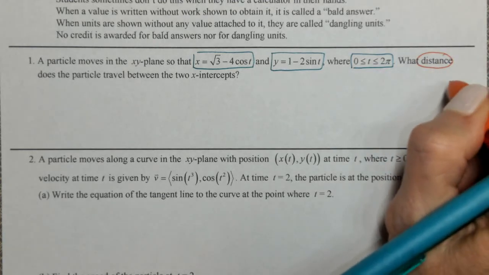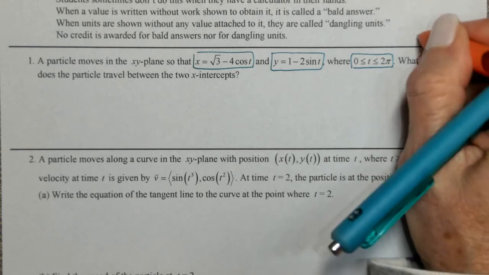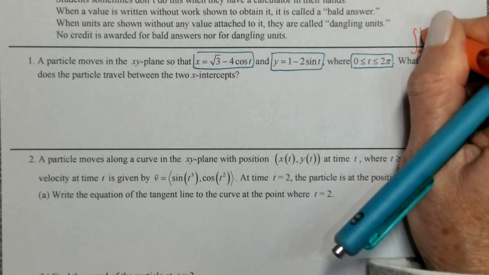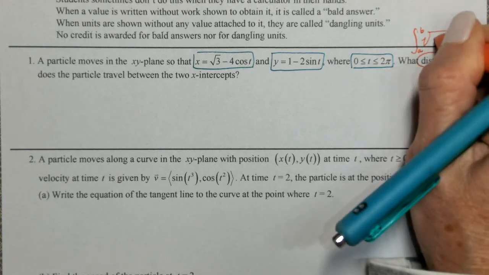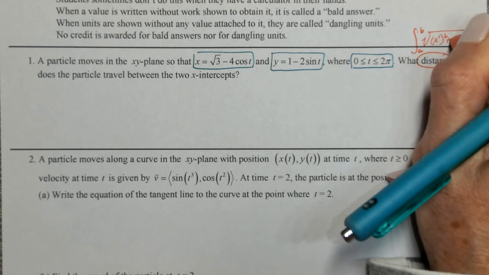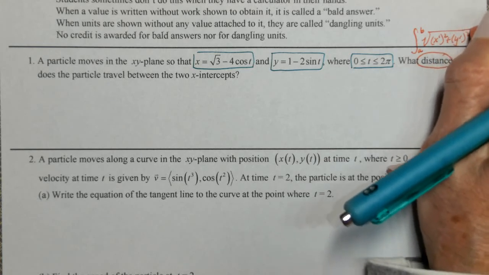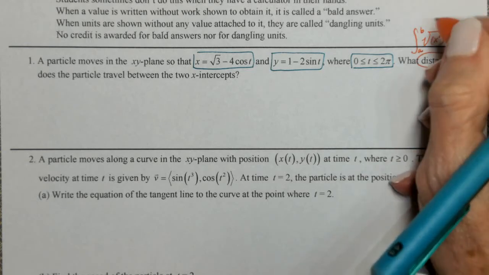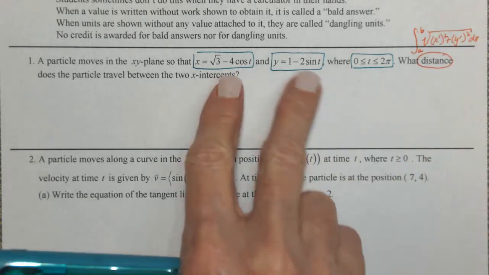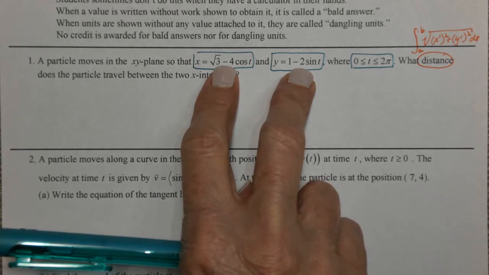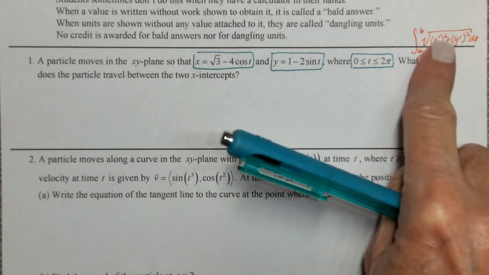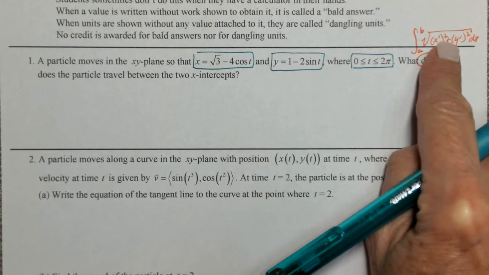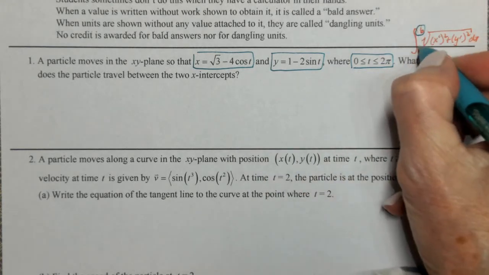So first of all, I see that I'm wanting the distance the particle travels. I know my formula for that. The distance the particle travels is the integral of the speed. So the integral from time A to time B of the square root of x prime squared plus y prime squared dt. I know that. And it's easy to get x prime and y prime. So I know everything about what goes inside the integrand. What I don't know are these two times.